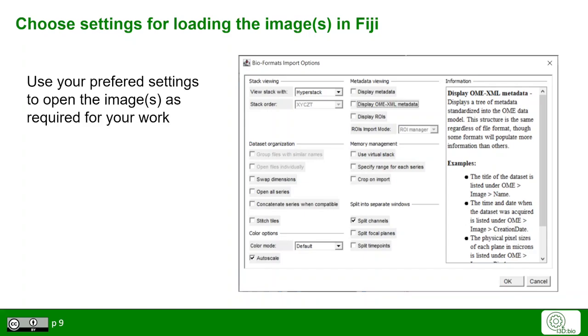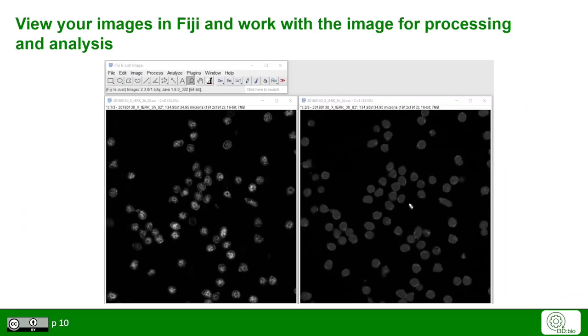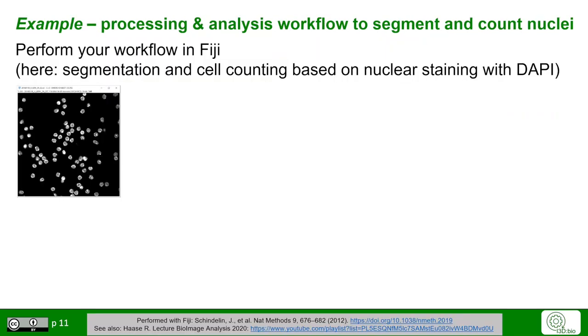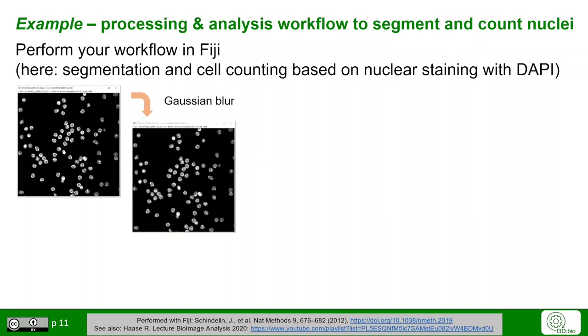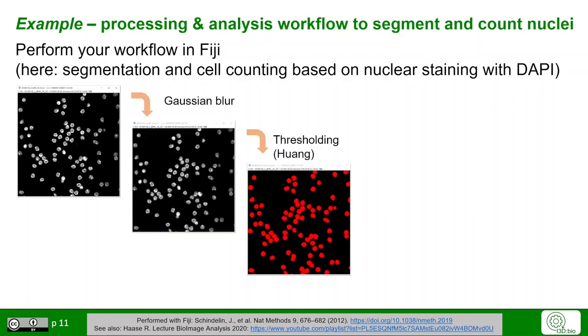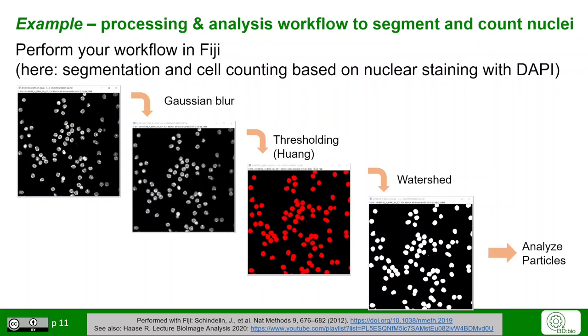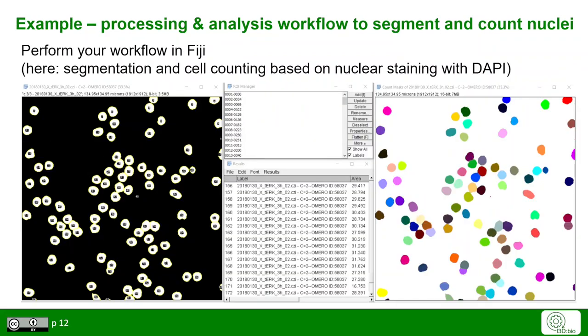Use the BioFormats import options to load the image with your preferred settings. For example, in this case, a split view of an image. Now you use Fiji just like you're used to for image processing and analysis. To show an example, here is a very simple segmentation workflow for cell nuclei based on DAPI staining, where you make a Kirschenblower, a thresholding, then some watershed, and use this for analyzing particles.